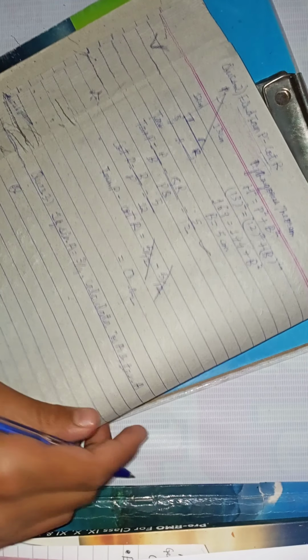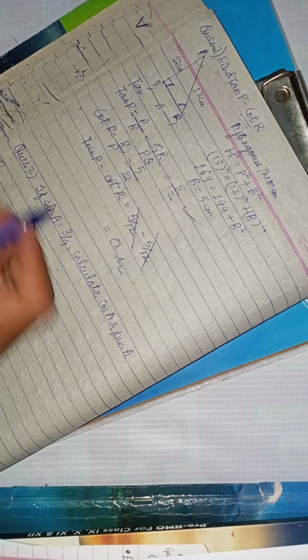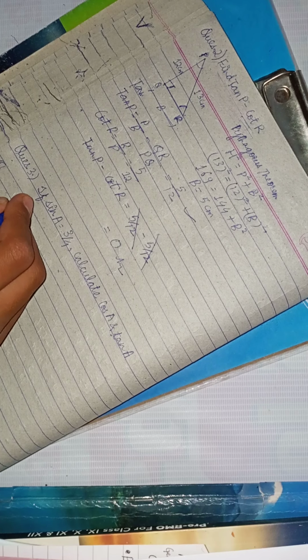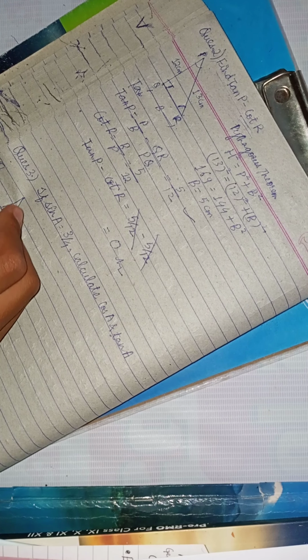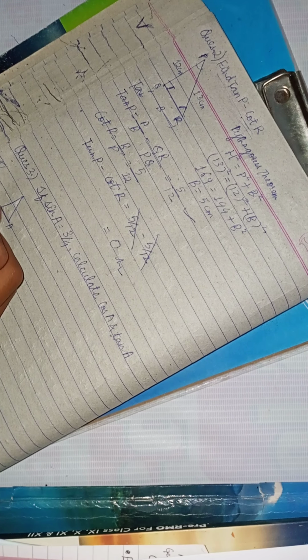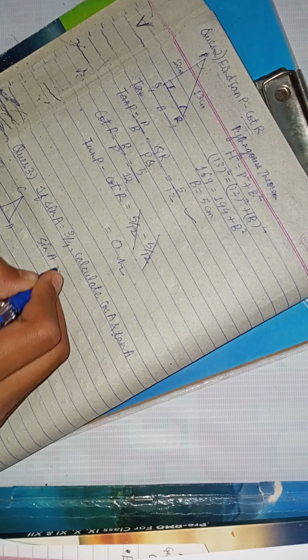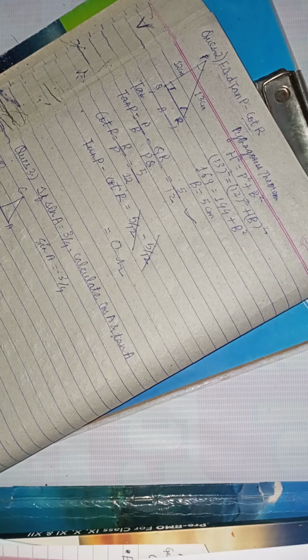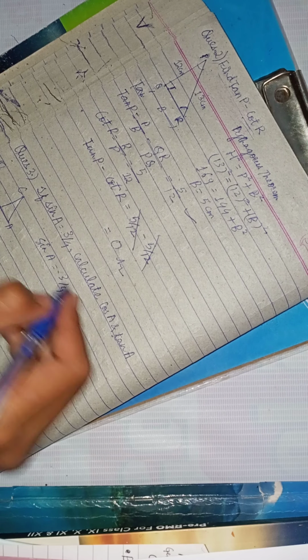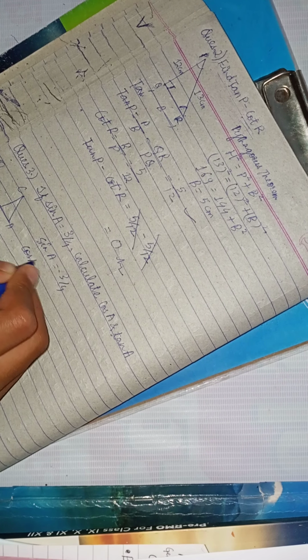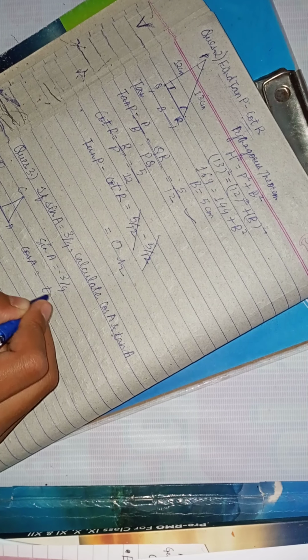Now let's move on to the third question. It's given that in a right angle triangle ABC, sin A equals 3 by 4, and we have to calculate other values such as cos A and tan A.